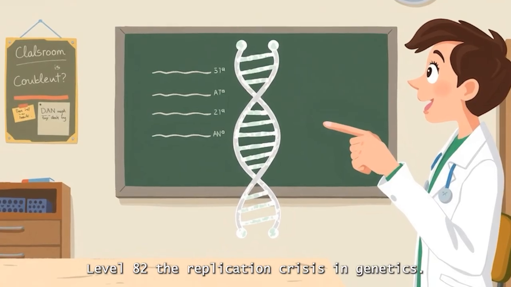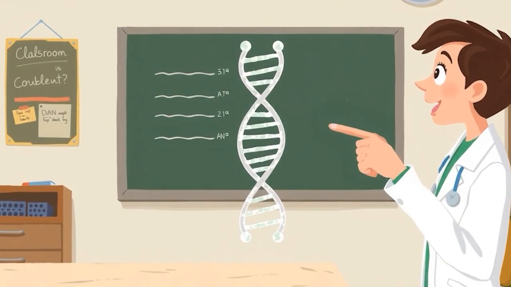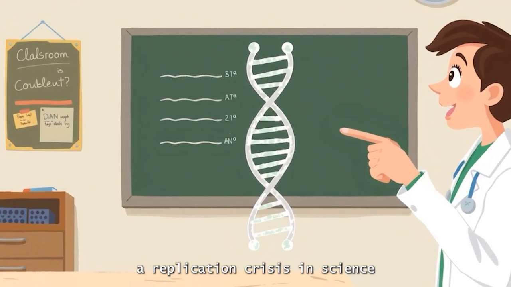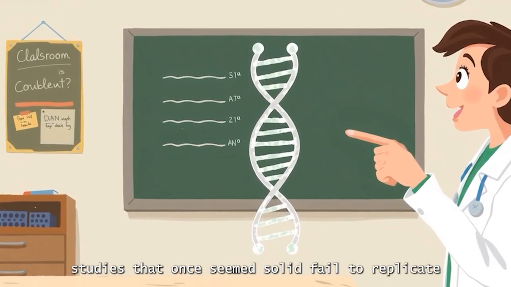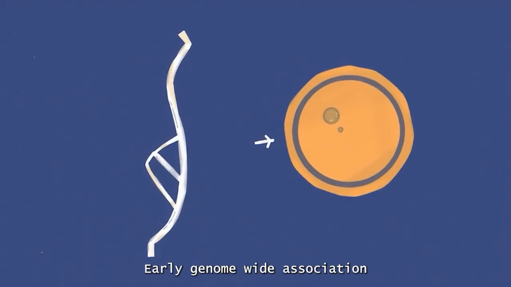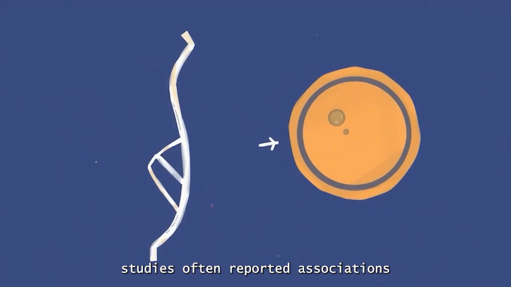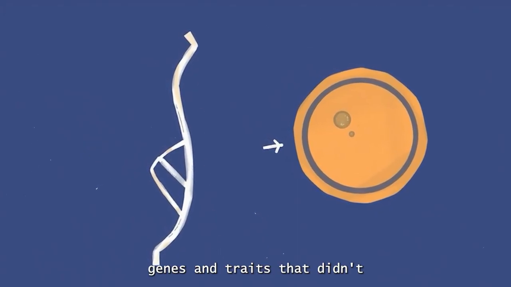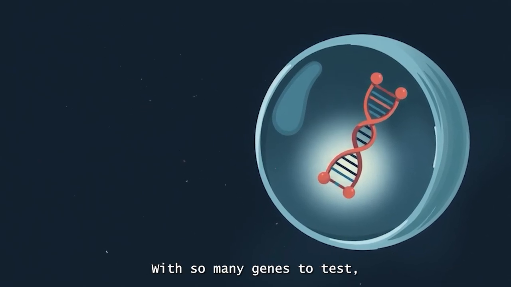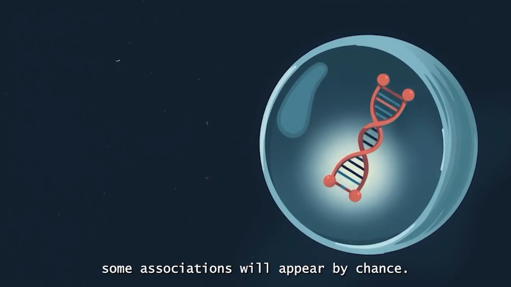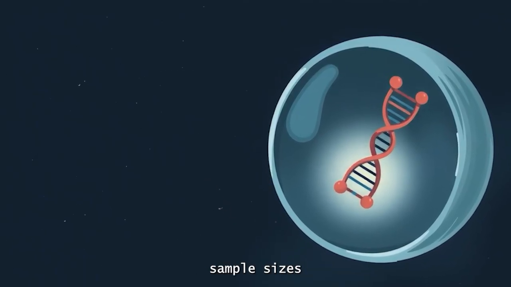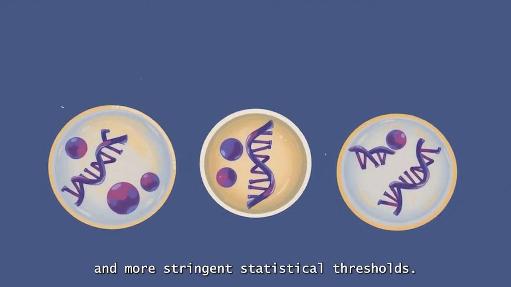Level 82, the replication crisis in genetics. In recent years, there's been a replication crisis in science. Studies that once seemed solid fail to replicate when repeated. Genetics has not been immune to this. Early genome-wide association studies often reported associations between genes and traits that didn't hold up in larger samples. The problem is partly statistical. With so many genes to test, some associations will appear by chance. Researchers have become more careful, requiring larger sample sizes and more stringent statistical thresholds.